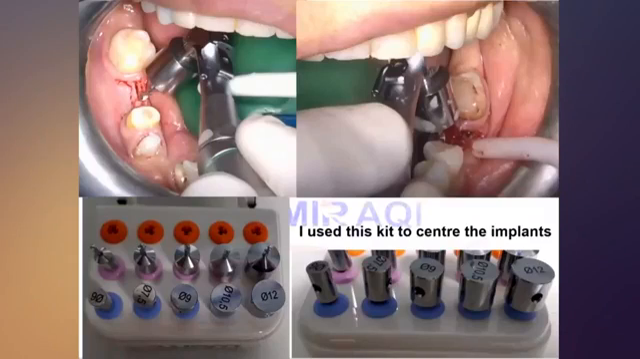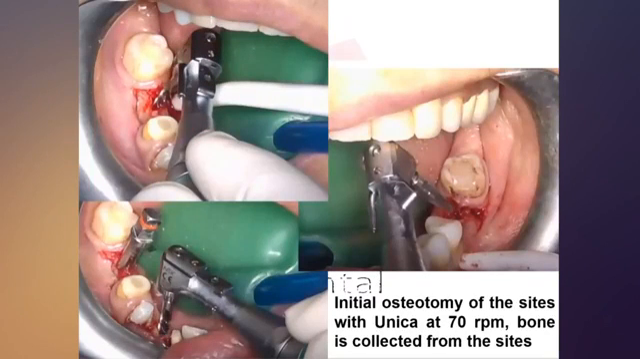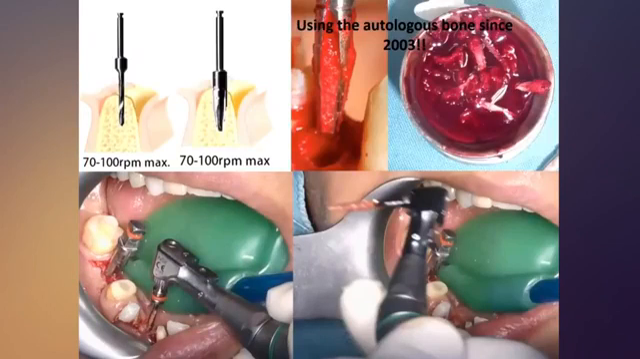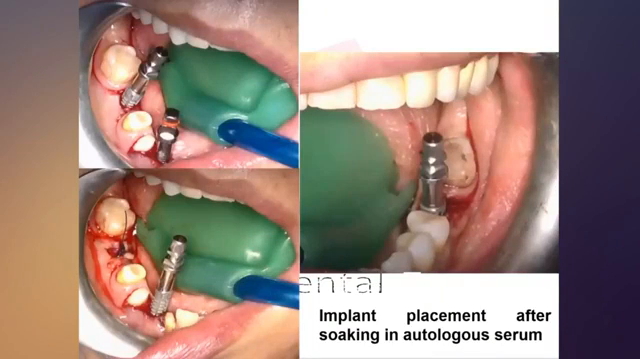This is the kit I used to center the implants before I got my cervical. It also works well. Cervical works better. Implants are placed in position after slow expansion of the bone. The bone is, of course, collected. And then this is the staged expansion. And then, as you can see, this is the situation after.